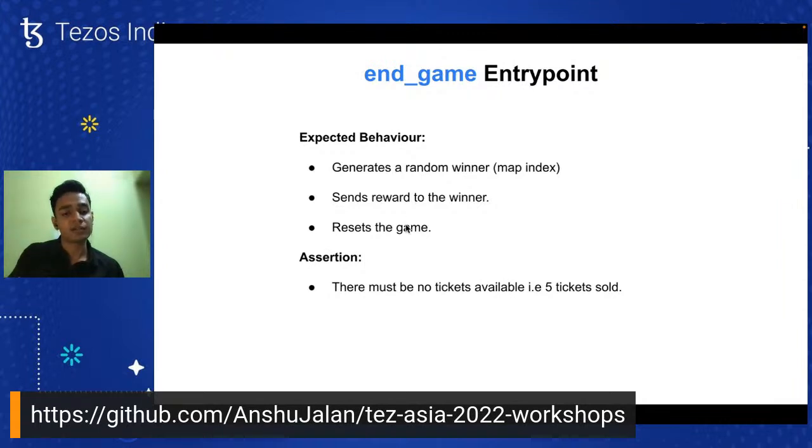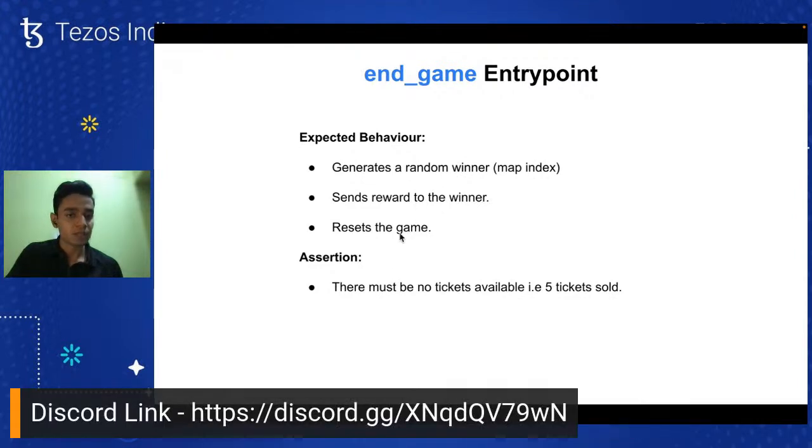And then we send the reward to the winner. And finally, we reset the game. Resetting the game is easy. You just change the value of available tickets back to the maximum number of tickets, and you empty the players mapping. And the assertion is very simple. We just need to be sure that all tickets have been sold, because until and unless all tickets are sold, we cannot end the game.